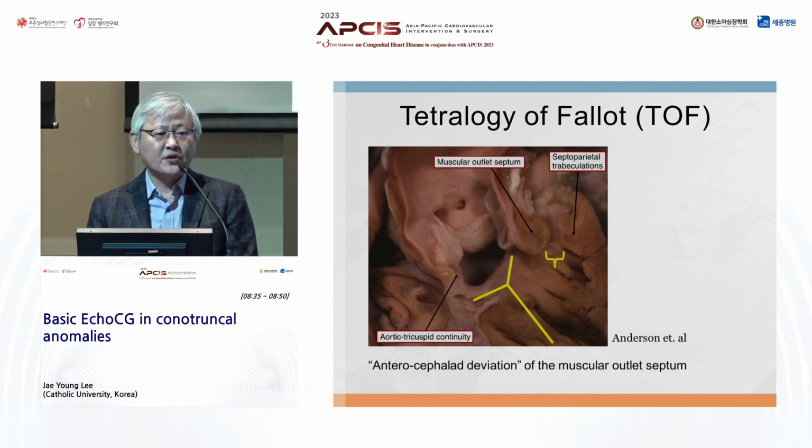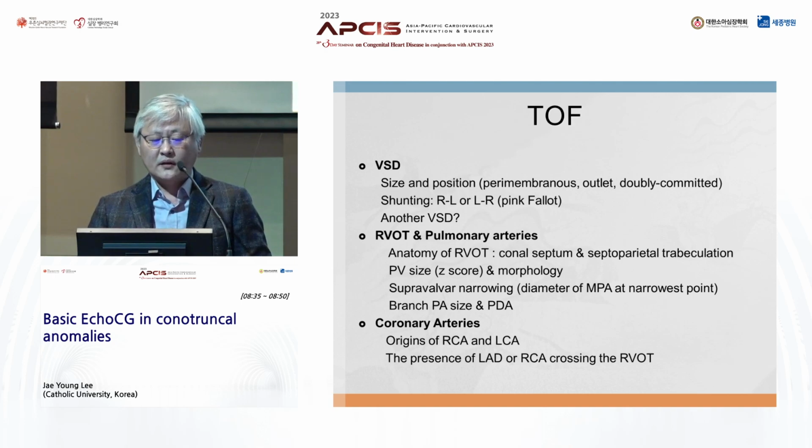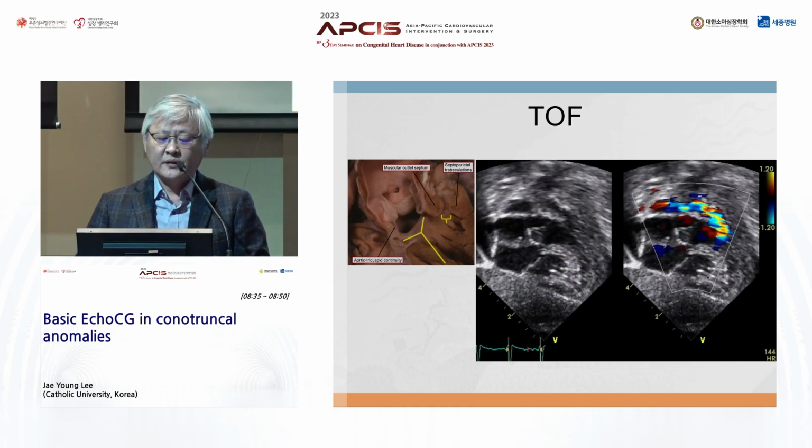The key anatomic feature of tetralogy is anterocephalad deviation of the conal septum. That is the key point, and a large VSD here, and septoparietal trabeculation hypertrophy, squeezed RVOT, and various degrees of hypoplasia or dysplasia of the pulmonary artery system. So by echo, this is the key image of subcostal RAO image here.